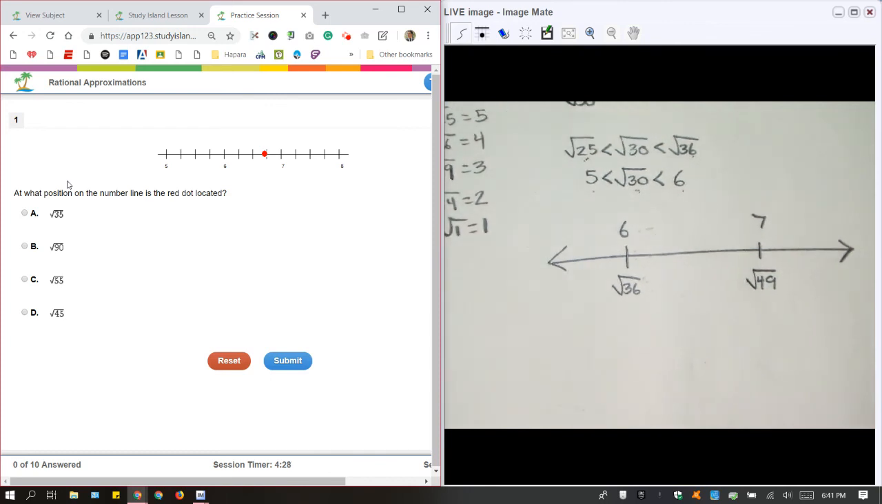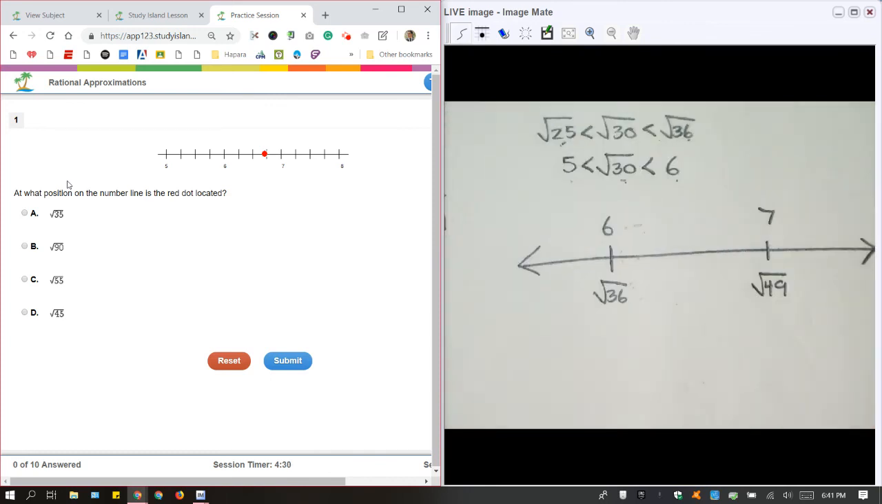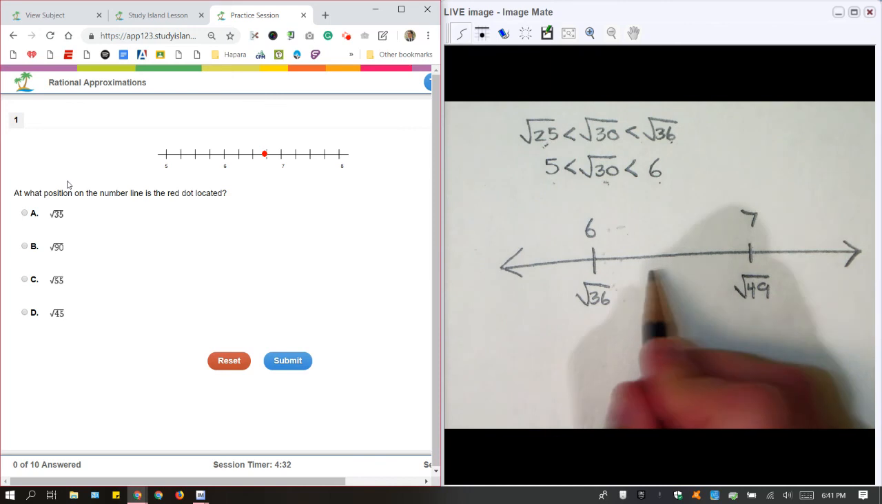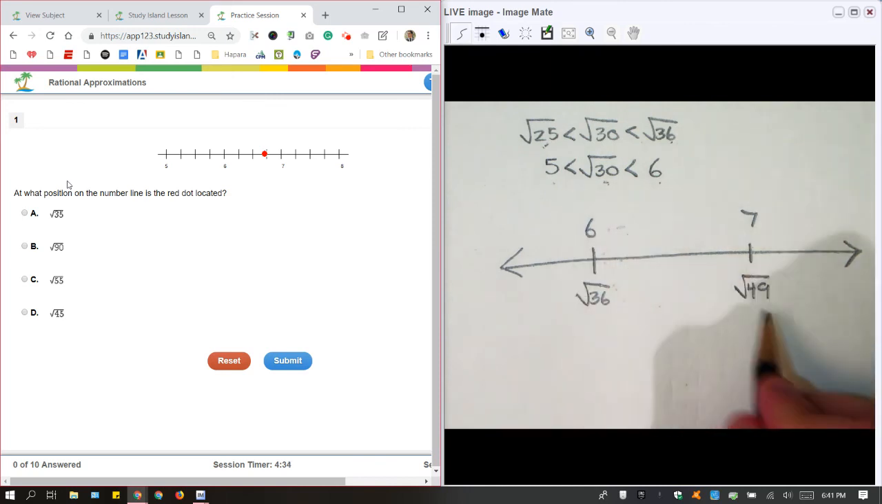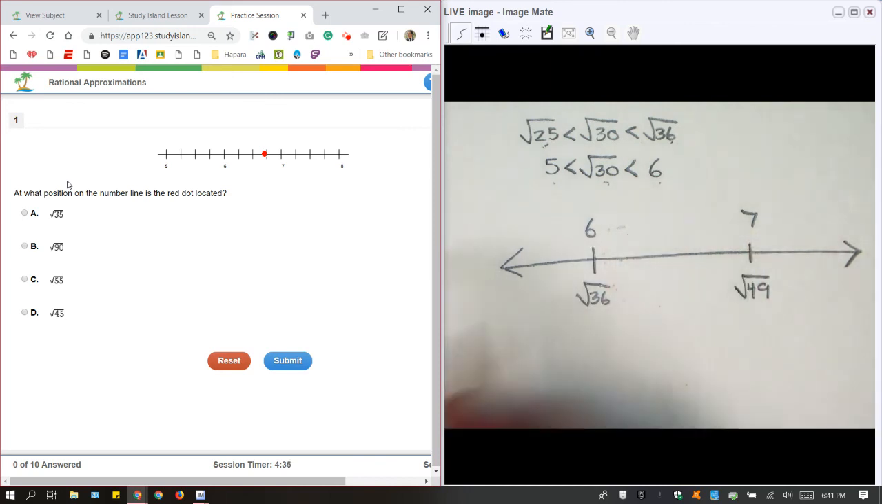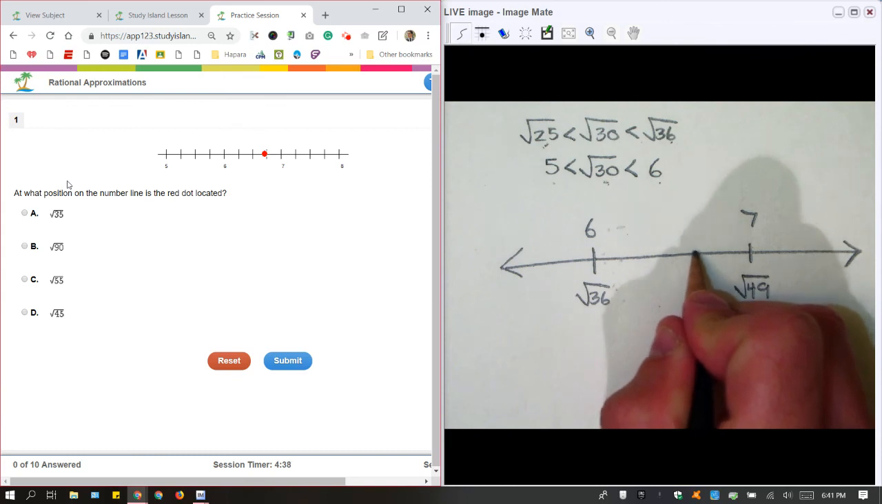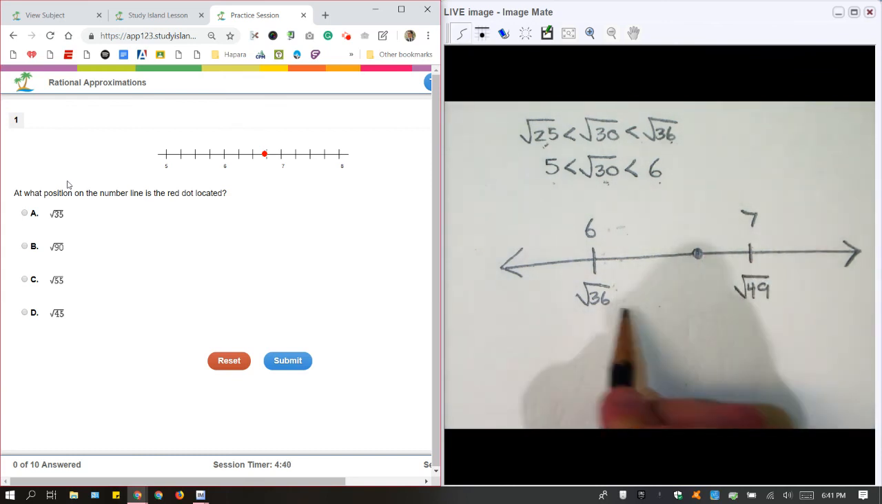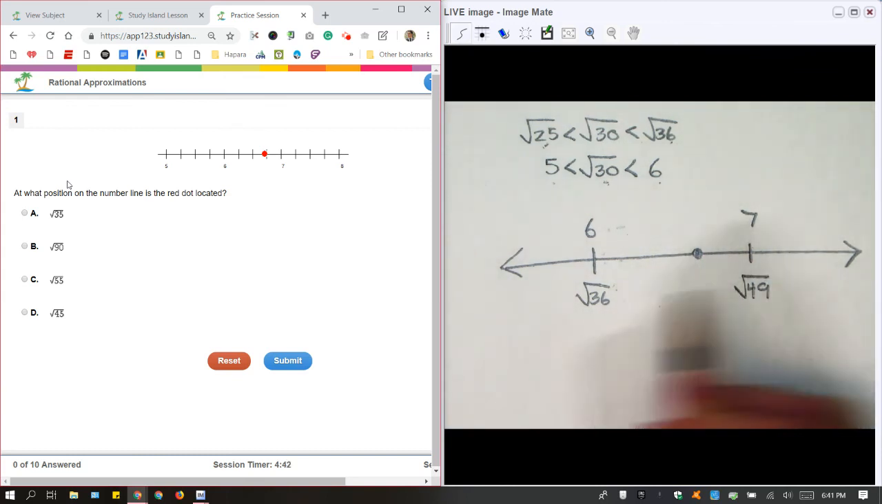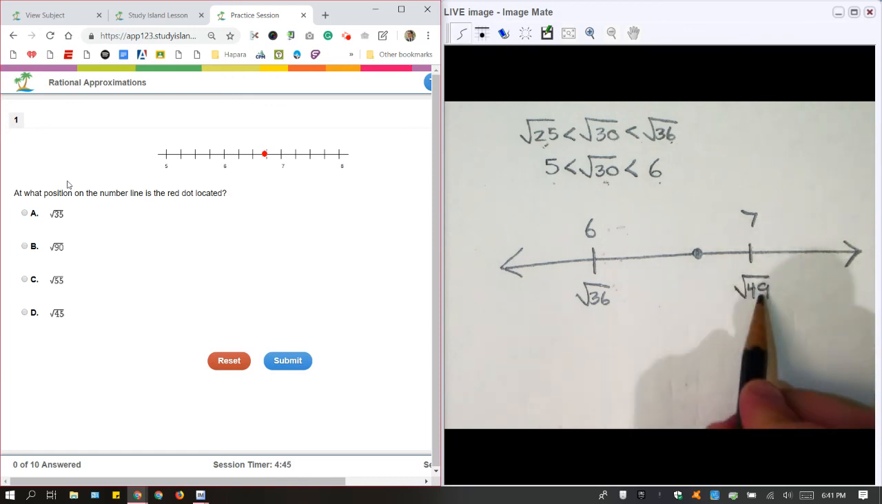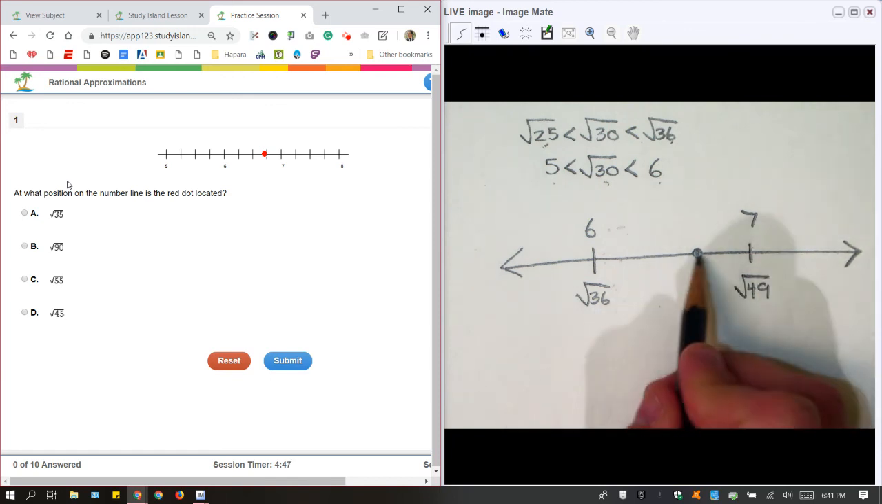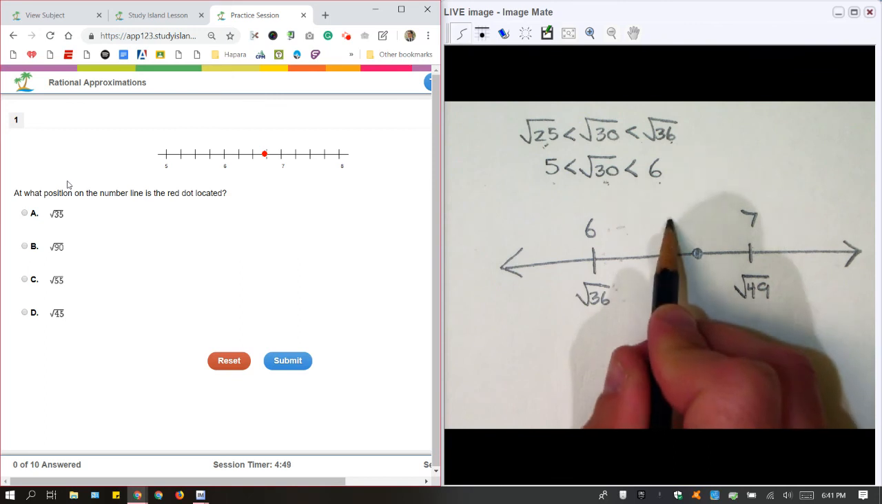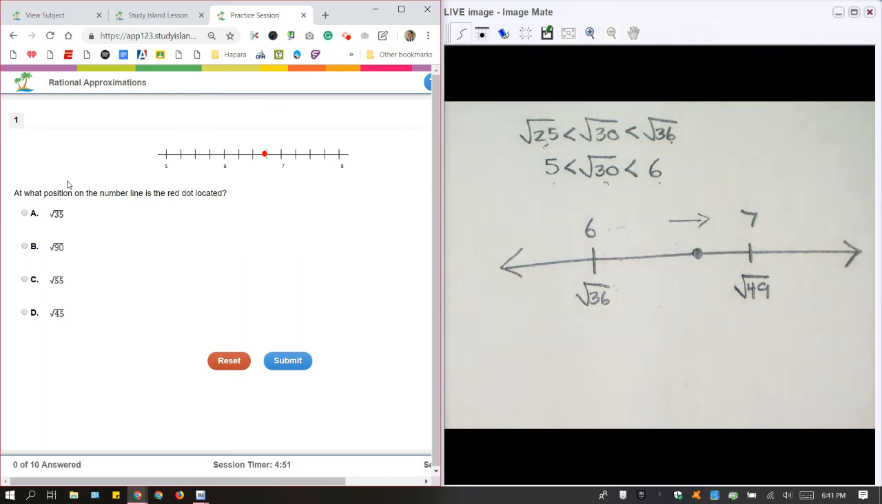So what does this help us with? The square root of 36 is 6, and the square root of 49 is 7. So that dot, which would have been around here somewhere, has got to be somewhere between the square root of 36 and the square root of 49, and probably closer to the square root of 49, because this dot isn't exactly halfway. It was more than halfway from 6 to 7.